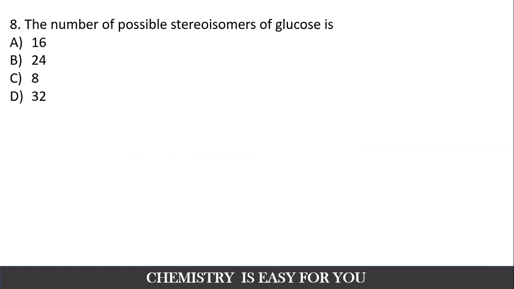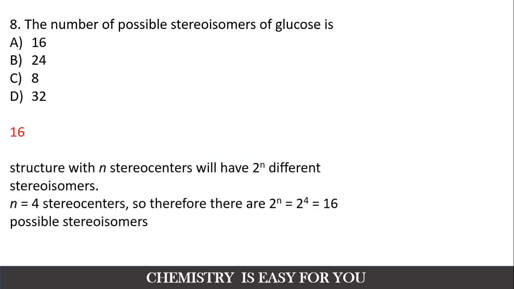The next question is, the number of possible stereoisomers of glucose is. So the answer here is 16. So how do we get that? Again, I have dealt with this portion and this equation earlier in one of the videos. Please do watch the organic chemistry lecture videos I have done. If a structure has n stereocenters, there will be 2 raised to n different stereoisomers. So when n is equal to 4, like in glucose, we have 4 stereocenters, and so there will be 2 raised to 4, that is 16 possible stereoisomers.